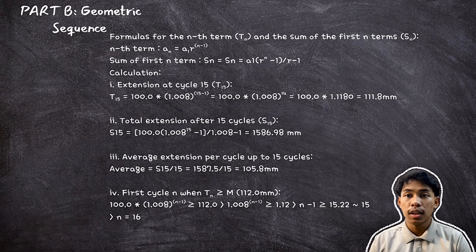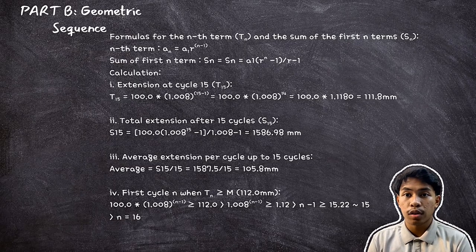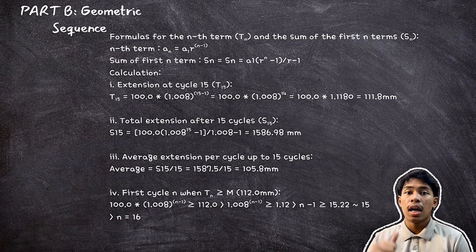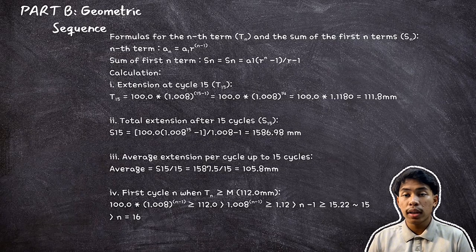For this section, I will explain the calculation of extension using a geometric sequence. The extension increased by a constant ratio in each cycle, so a geometric sequence is suitable for this analysis. The first term A1 is 100 mm and the common ratio R is 1.008.